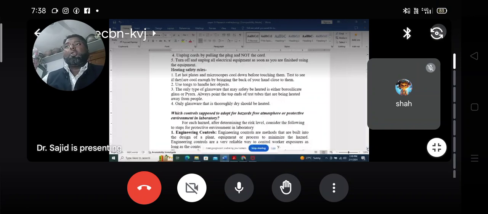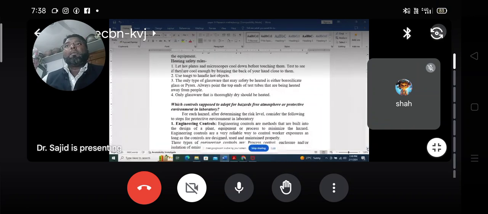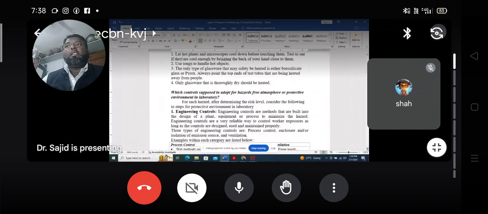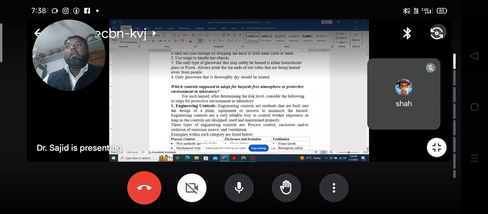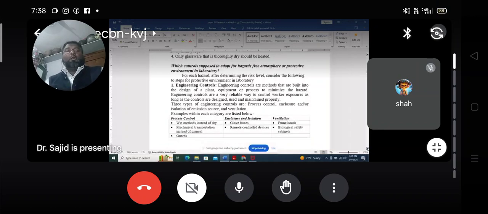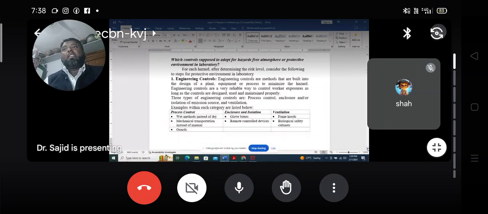Which controls are supposed to be adopted for a hazard-free atmosphere or protective environment in the laboratory? First of all, we have to determine the risk level, then consider the following steps for a protective environment in the laboratory. One of the controls is the engineering control.